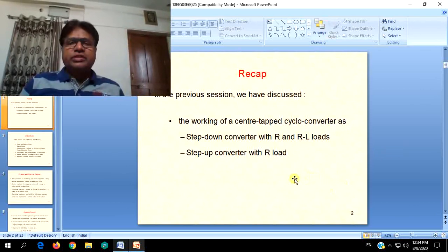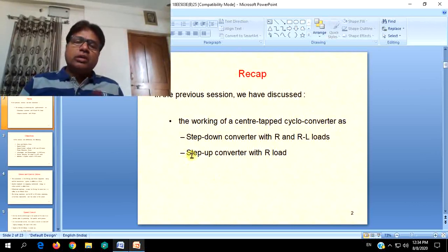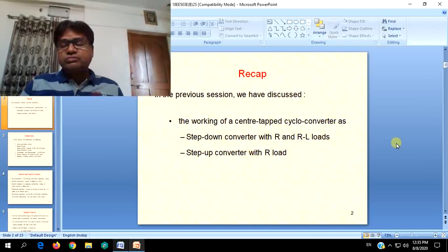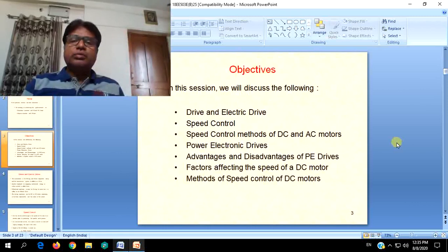And just before this session, in the previous session, we have discussed the last topic of the converters, that was cycloconverters in the form of center tapped cycloconverters, where we have elaborately discussed how the frequency will be stepped down by using center tapped cycloconverters when the load is resistive, and also a combination of resistive and inductive. And also we have discussed the step up procedure with the same cycloconverter when only R load was taken. So that was the recap. And now come to the present session.